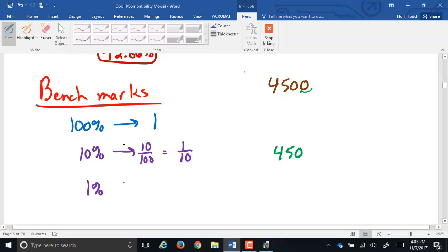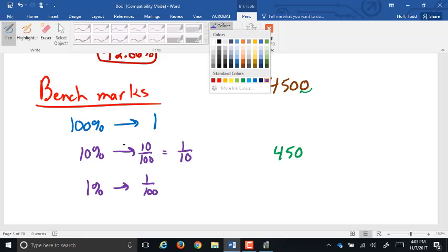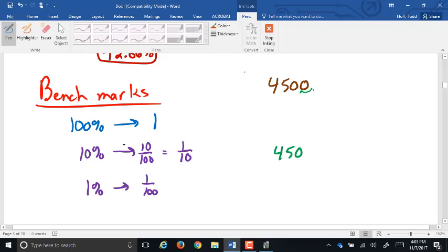1% is another pretty simple benchmark. 1% is 1 out of 100, or 1/100th. To divide something by 100, we move the decimal point over 2 spots. That would just be 45 is 1% of the 4,500. Does that make sense?